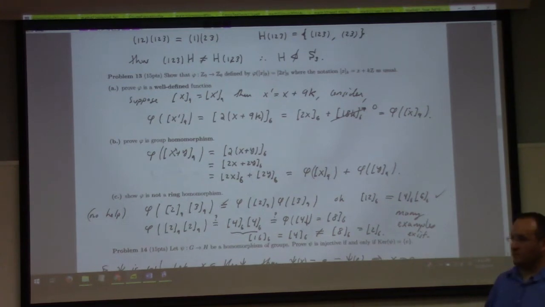So, why is it not a ring homomorphism? I said prove it's a group homomorphism in part B, right? It's not a ring homomorphism because what? Doesn't preserve the unity is a good answer. That's a perfectly good answer for this year, which I should accept.